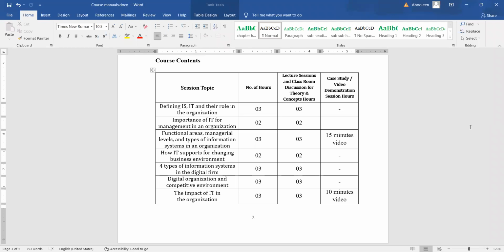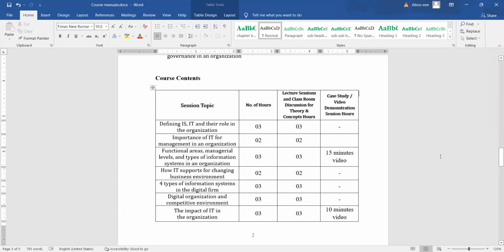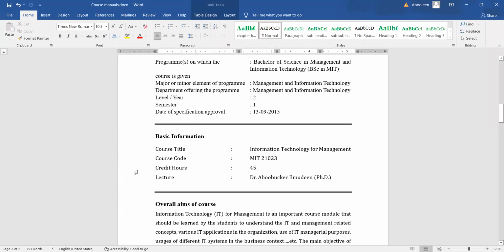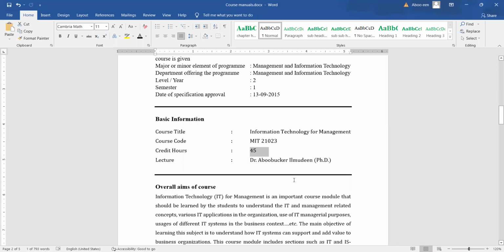This module is divided into various chapters. I'm going to divide the entire course module into 8 chapters. Under each chapter, we are going to focus on various session topics. I forgot to tell you the credit hours. This subject is going to be taught for 45 lecture hours.